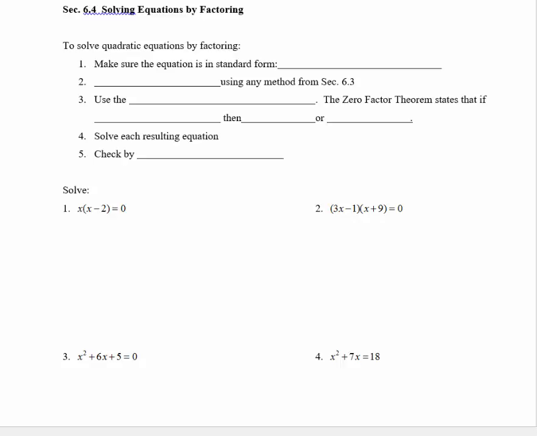So, to solve quadratic equations by factoring, the first thing you want to do is make sure that the equation is in standard form. Standard form says we have ax squared plus bx plus c equaling 0. The main thing in step 1 is just to make sure that your equation equals 0. Step 2 is you're going to factor using any method from 6.3. So we had a lot of different ways that we learned to factor. They're all going to come into play in this section as well.